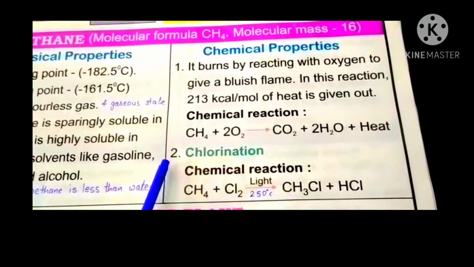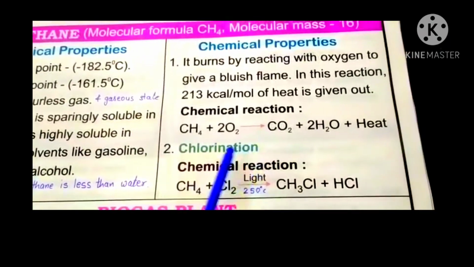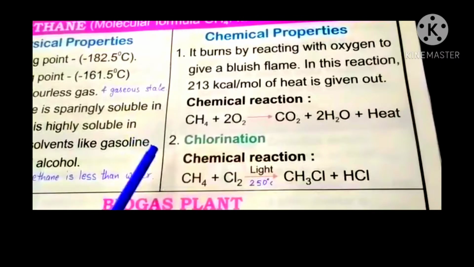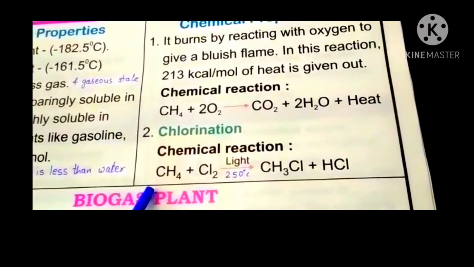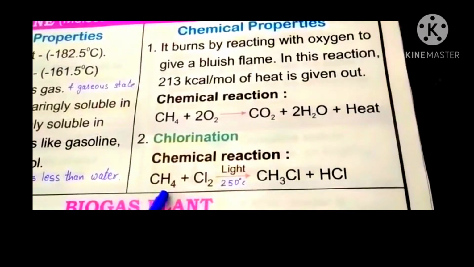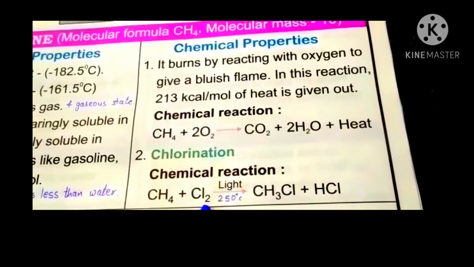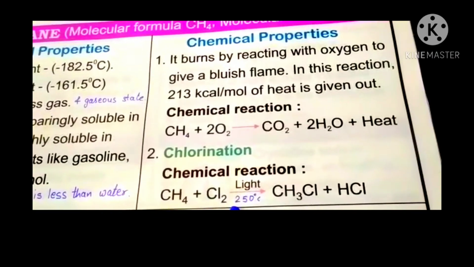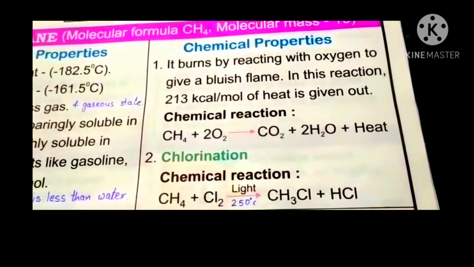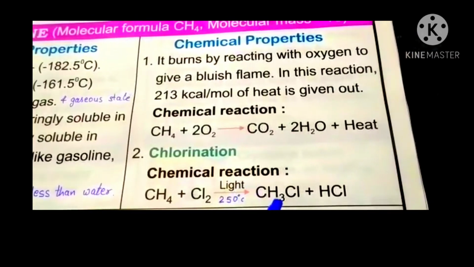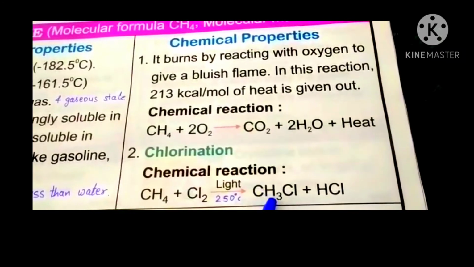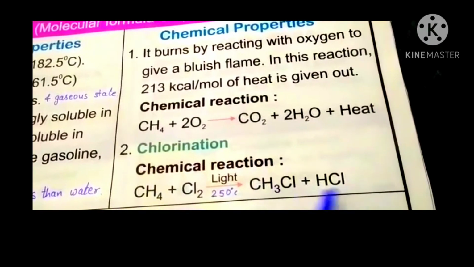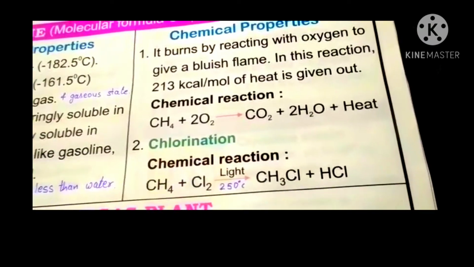Now the next chemical property is chlorination. What is chlorination? A chlorination reaction means the reaction of any compound with chlorine. So here methane CH4 reacts with chlorine gas in the presence of ultraviolet rays or light rays at 250 degrees Celsius. In that case, the chemicals which are formed are methyl chloride and hydrochloric acid, and this chemical reaction is known as chlorination of methane.